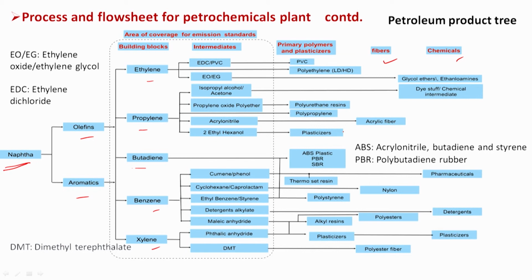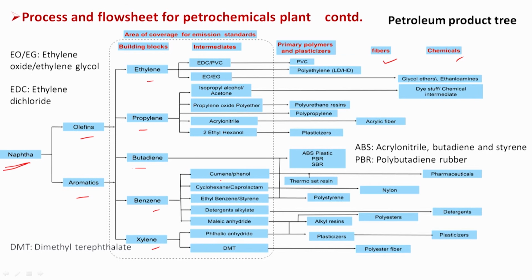Similarly, from butadiene we can get ABS, PBR, SBR, where ABS is acrylonitrile butadiene styrene, and PBR is polybutadiene rubber. So, here we are getting rubber also, and from benzene and xylene we can get different intermediates.